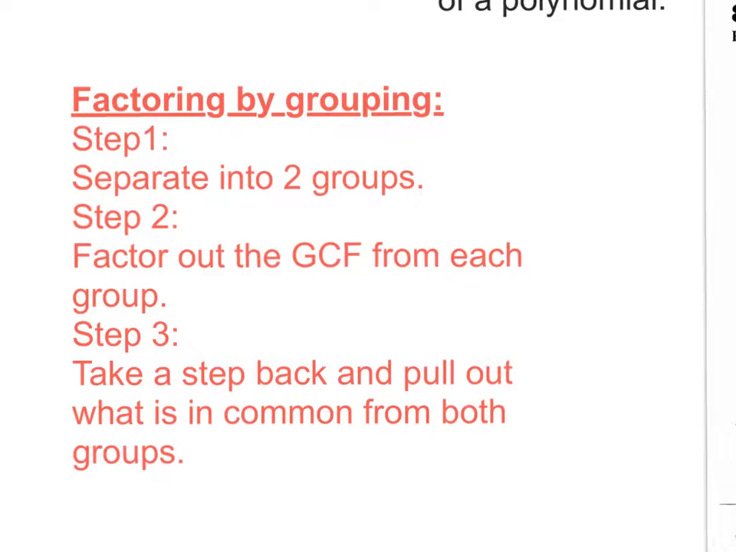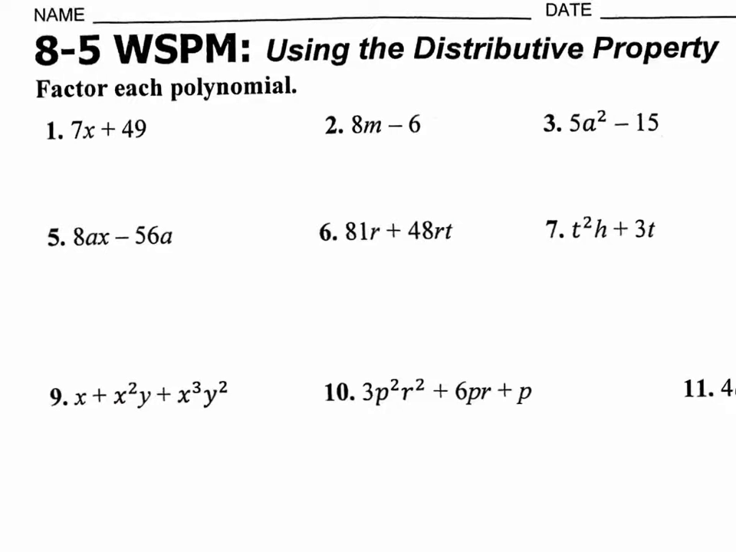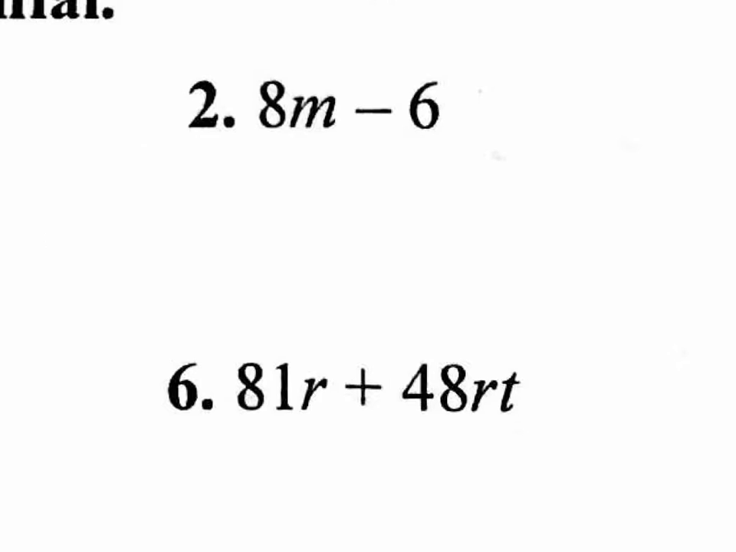Let's check out the worksheet from yesterday. So let's take a look at number 2. You're always supposed to try and factor out the GCF. Let's zoom in on number 2. So what is the GCF? There's 2 terms. It's a binomial. Is there anything in common in the first term and the second term? Yeah, the number 2. So we could pull out a 2.